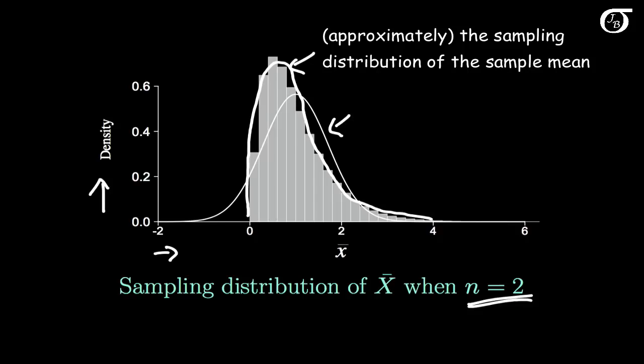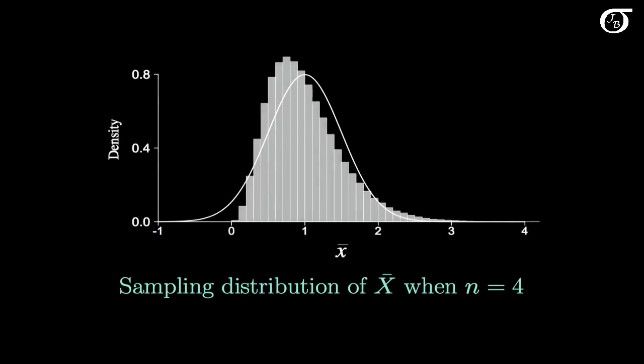But let's see what happens when I increase the sample size. Here again, I've drawn 1,000,000 samples. This time, the sample size in each one of those samples is 4. And I've plotted out those 1,000,000 sample means in a histogram. And that is approximately the sampling distribution of x bar when n is 4. Here again, we still have some of that skewness. And it's not quite normal, but it's getting there. Still quite a bit different from this superimposed normal curve, though.